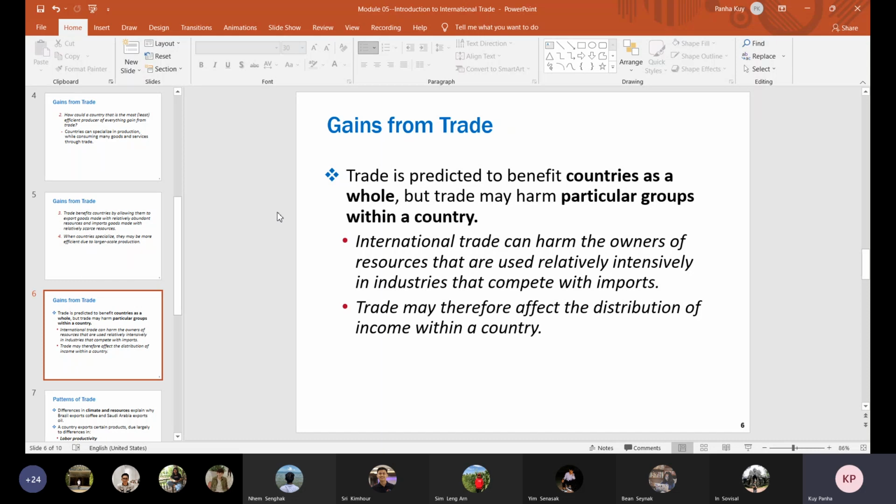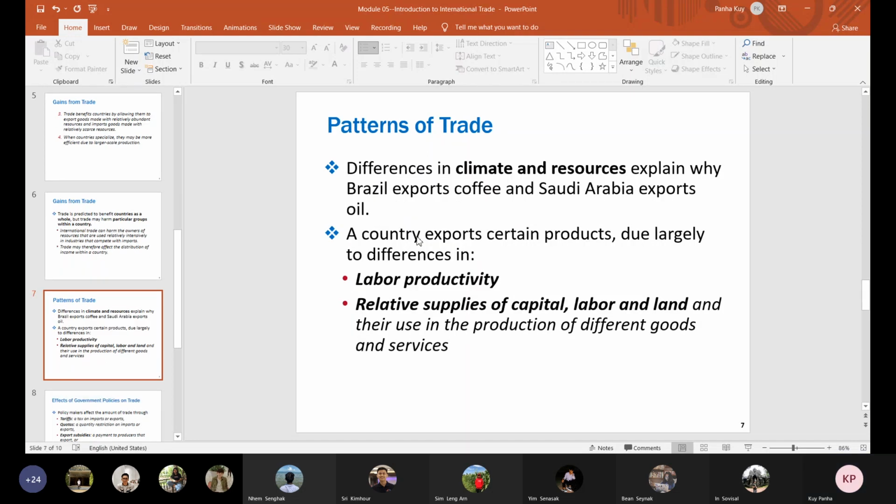So for some particular group, what I'm trying to tell you here is that if they decide to do the trades, it might also be harmful to that particular group, like the Japanese farmer. But if you calculate as a whole country, of course, the benefit is always higher in terms of gain from trade, if that is free trade. And it's a pattern of trade.